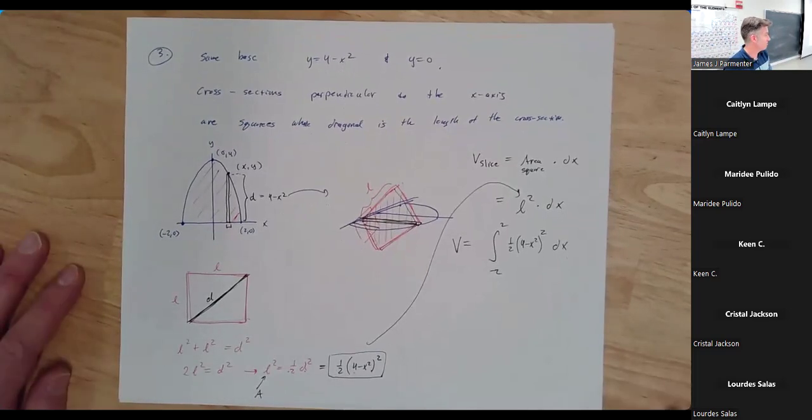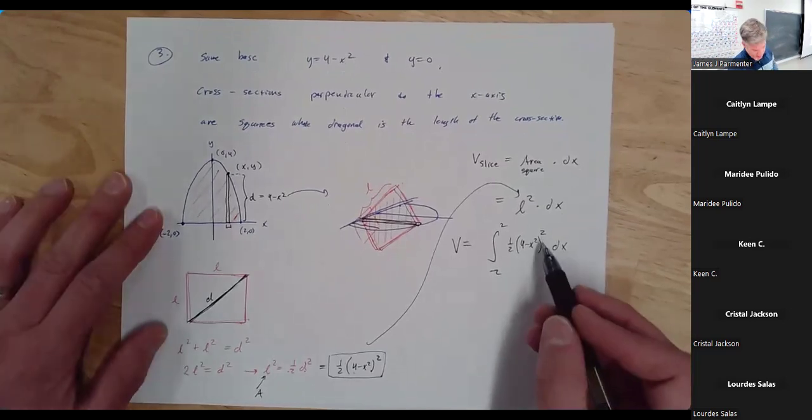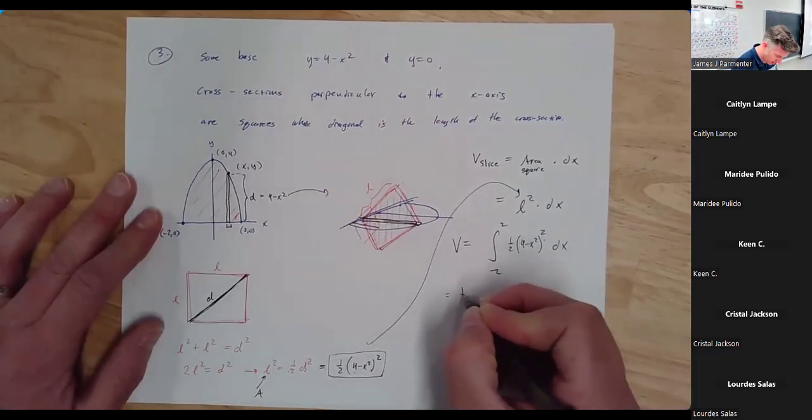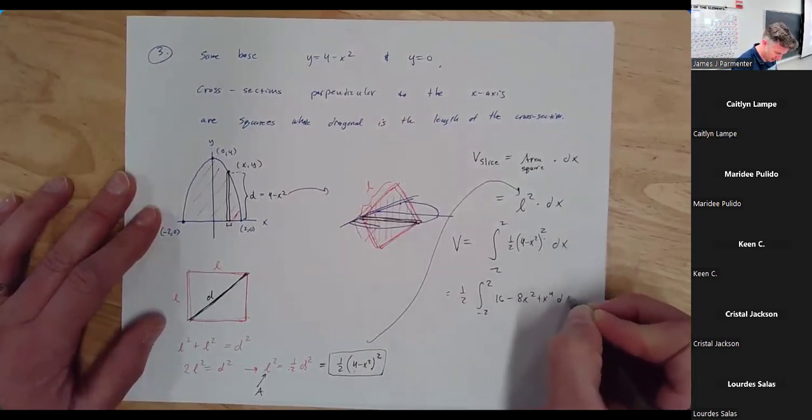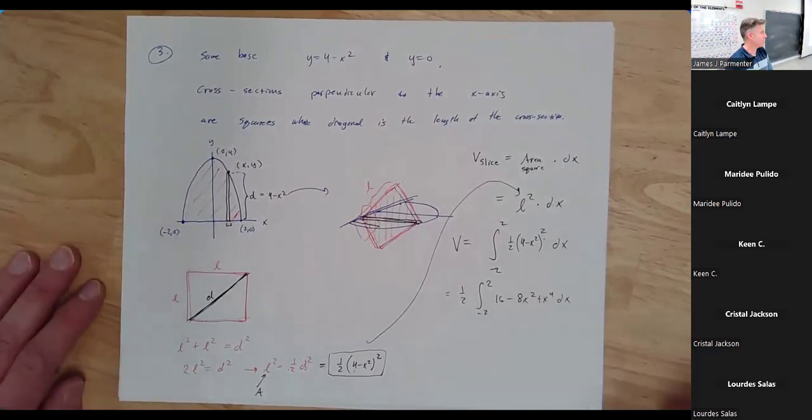Should we finish it? So I have to square this out. Okay, so this is going to be 1/2 times the integral from -2 to 2 of 16 minus 8x squared plus x to the 4th dx. Is that an even function?